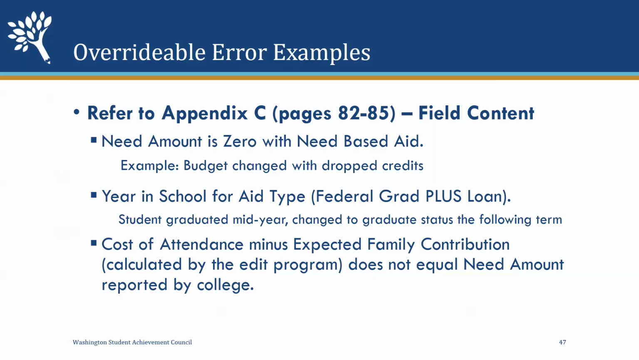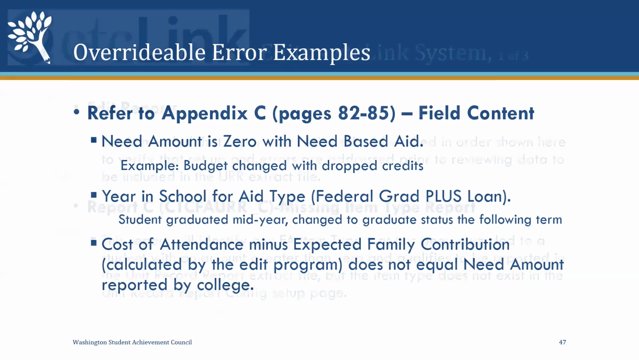Cost of attendance minus expected family contribution calculated by the edit program does not equal need amount reported by the college. That is overridable. I mean, it is an overridable error, so you'll need to address it. Stephanie?